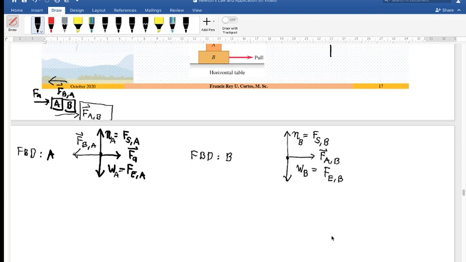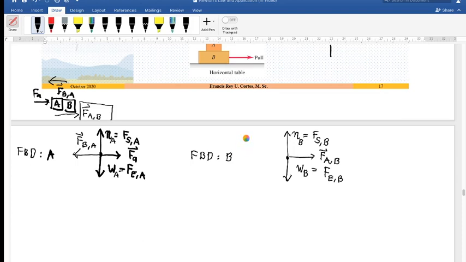So is there still an applied force? So none, because the applied force is directly applied to crate A, not to crate B. Okay? So yeah, I think that's the free body diagram for crate A and also for crate B. Okay? So how about our second example?